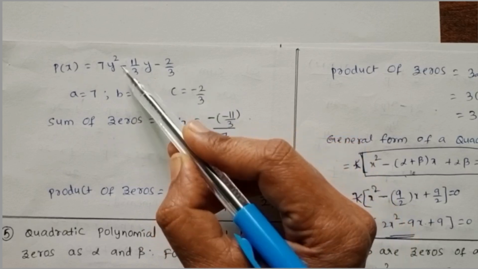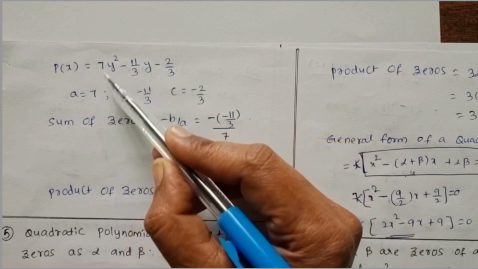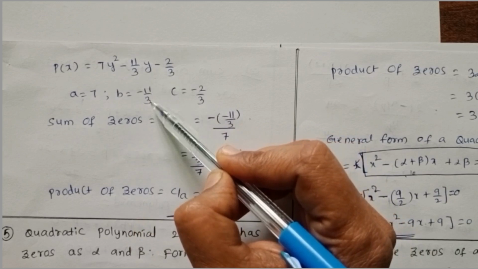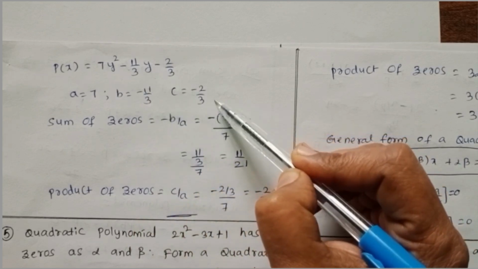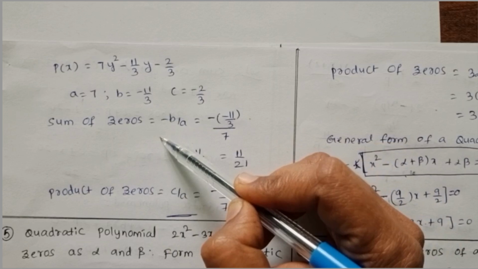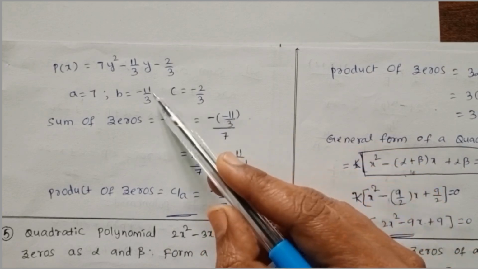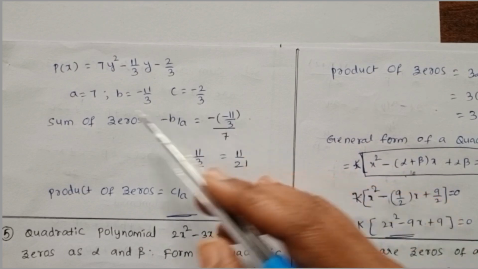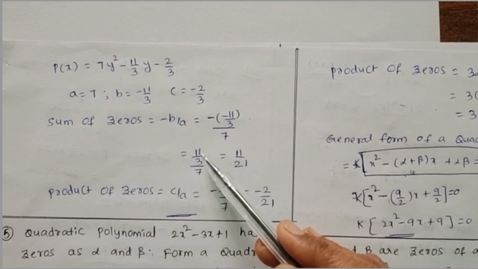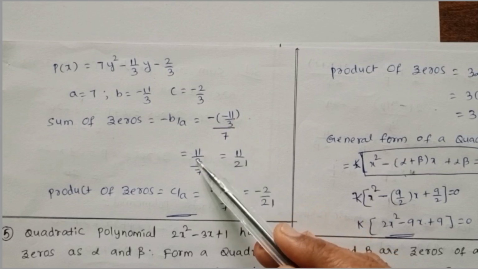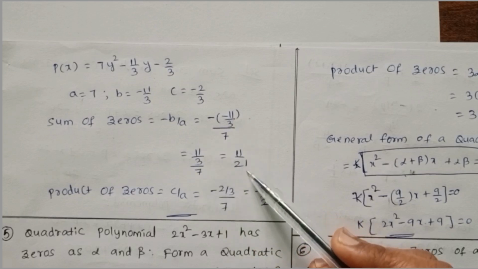Now compare with ax square plus bx plus c. a is equal to 7, b is equal to minus 11 by 3, c is equal to minus 2 by 3. Here sum of zeros is equal to minus b by a. So minus of b is 11 by 3, by a means 7. That is equal to 11 by 3 by 7, so 11 by 21.